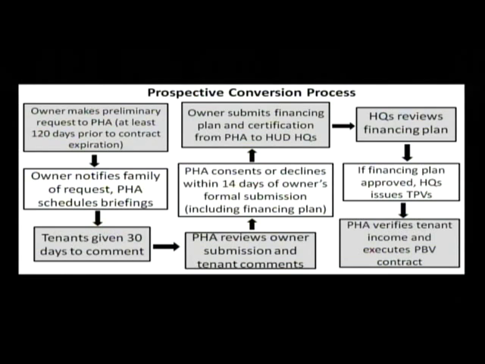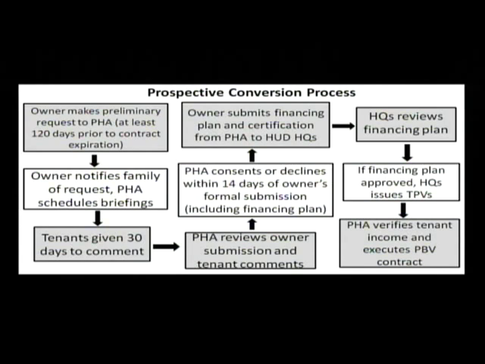But there are a couple of important things that I'd like to point out. The request has to be submitted within 120 days prior to the contract expiration. So that's just an important date that owners need to keep in mind. Well, let me stop you on that one. It's a pretty complex diagram up there. So what happens if a Mod Rehab contract is set to expire before that 120-day period that you just described? What are the options for the owner then?